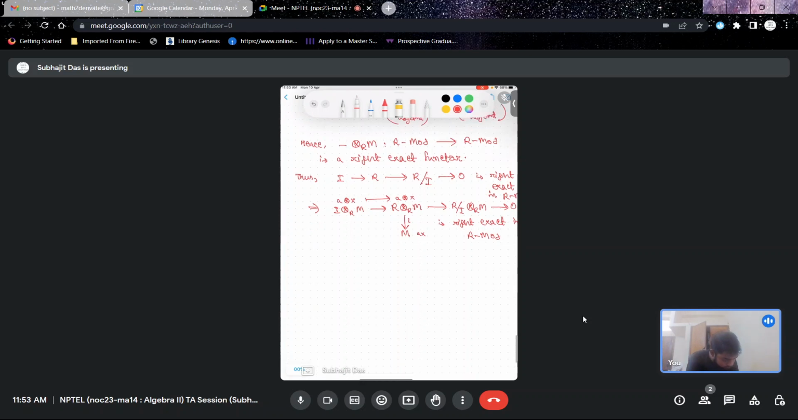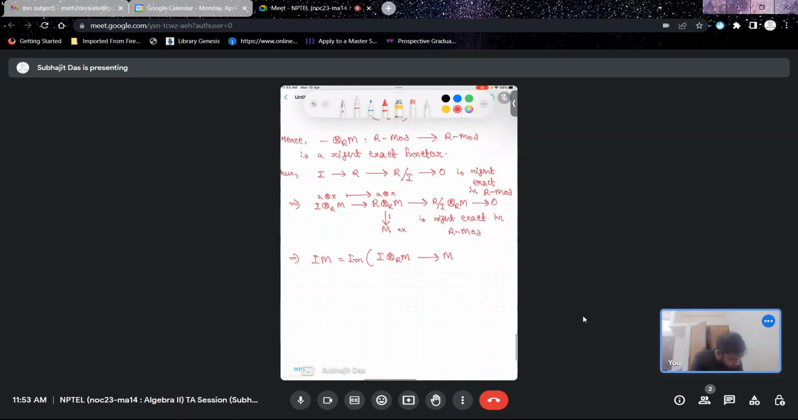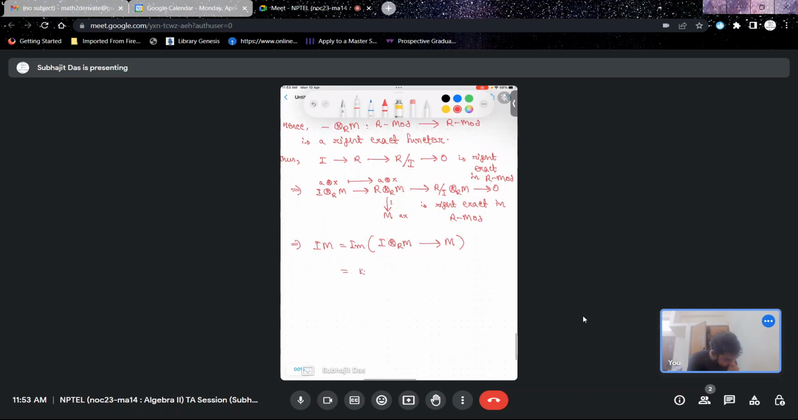So what I'm trying to say is that IM, which is equal to the image of this map from I tensored over R with M into M, is equal to the kernel of the map from M into R mod I tensored over R with M. And we know that this map is an epimorphism in the category of R-modules.